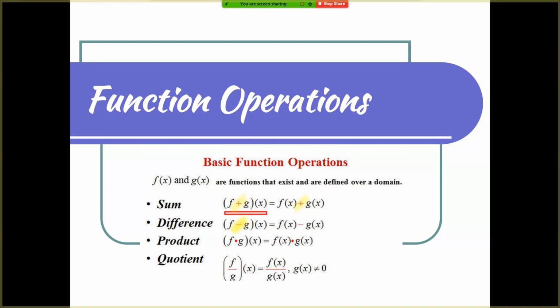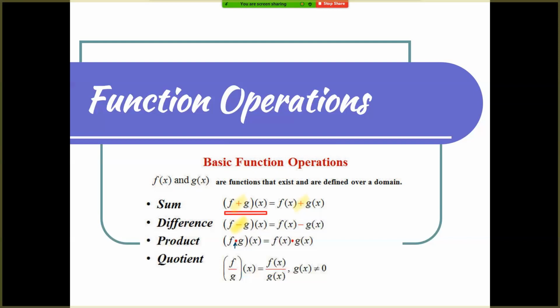When we move to a product, so f times, there's your multiplication symbol, times g of x, that means take f of x and multiply it by whatever g of x is. Sometimes that's just an easy distribution, and other times you have to box it, or FOIL it, double distribute, whatever you want to call it.